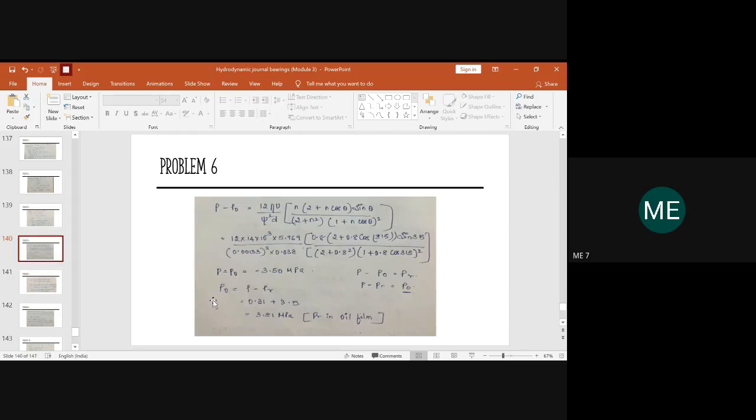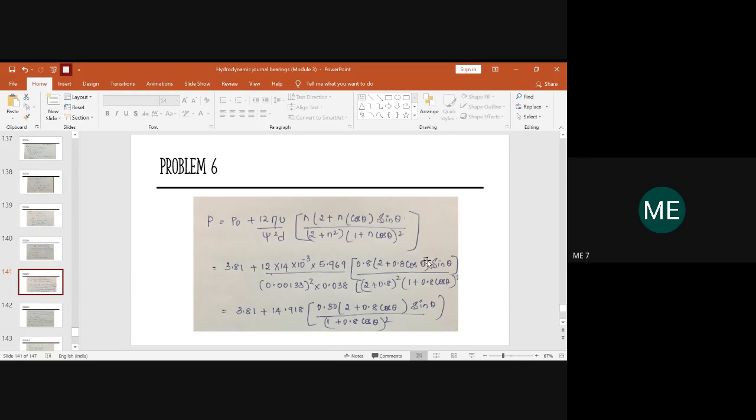In general, we have determined the value of P naught here. This is the magnitude of the pressure of the oil film. Within this, where the pressure is maximum and where the pressure is minimum, we have to determine with the help of the angle only, theta max and theta min. So before going to that, you have to simplify this. Everyone substitute all the values and simplify. So once you write this value, you just simplify this.